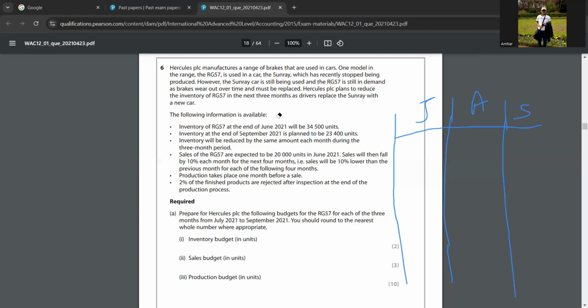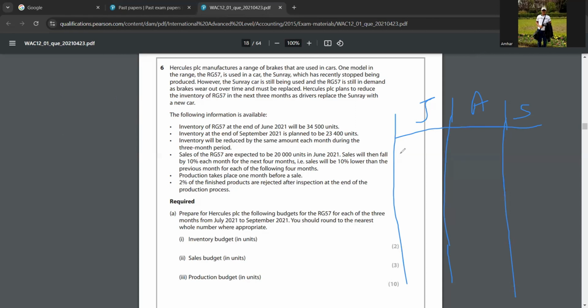That's the difference. 11,100. 11,000? 100. Yes. Okay, so 11,100, you have to divide it by 3 because 3 months, July, August, September. So 11,100 divided by 3 is 3,700. Okay. Did you understand that part? Oh, yeah, understood that. Okay.